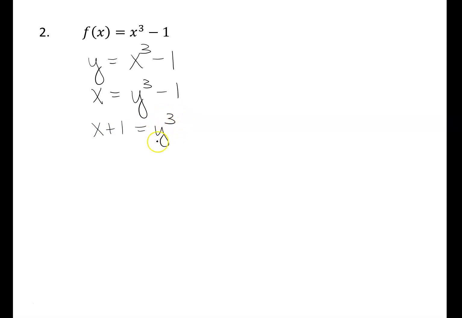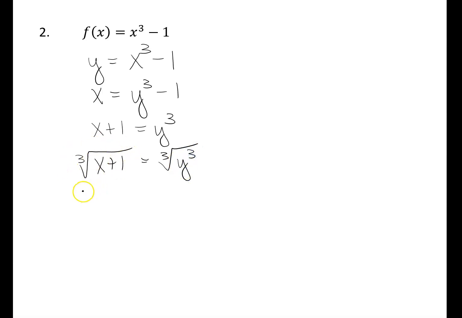And then we're trying to get y by itself. Now this is y cubed, so you can't just divide to get y by itself. If it's cubed and you want it not to be, then you would have to take the cube root of both sides. So I'm going to just write that on the next step. I'm going to take the cube root of x plus 1. I'm going to take the cube root of y cubed.